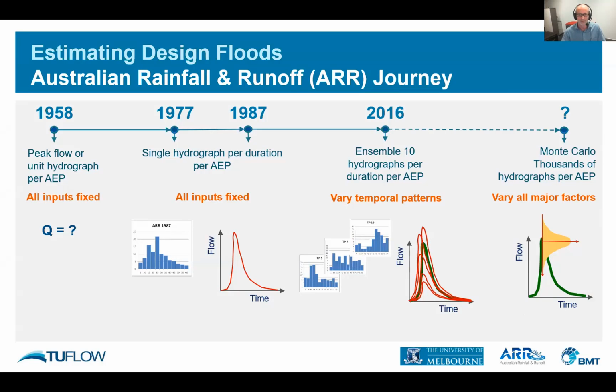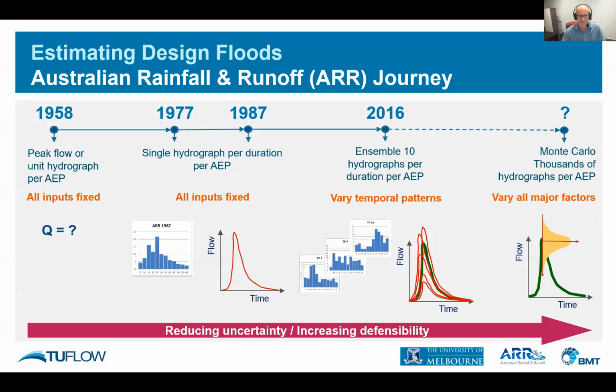But this journey that Australian Rainfall and Runoff has been on is quite interesting, and it's all about reducing the uncertainty and deriving a whole heap of things, but reducing uncertainty in our design floods is a big part of it. And basically we're trying to get our design floods closer to reality, because often they're not. If you just use a unit hydrograph approach, you're well removed from reality.